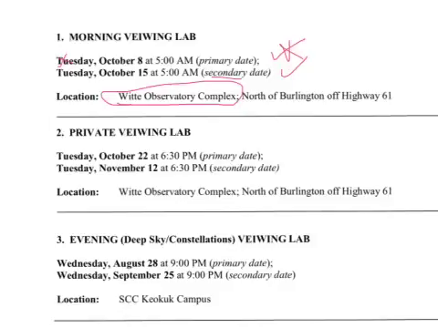Taking a look at item 2 here, 2 is also at the Woody Observatory Complex. And notice the dates, late October: October 22nd, and November 12th. Remember then, in this case, for instance, if it's clear on the primary date, October 22nd, we meet at 6:30 out at the Woody Observatory Complex, then that date of November 12th goes away. Does that make sense?